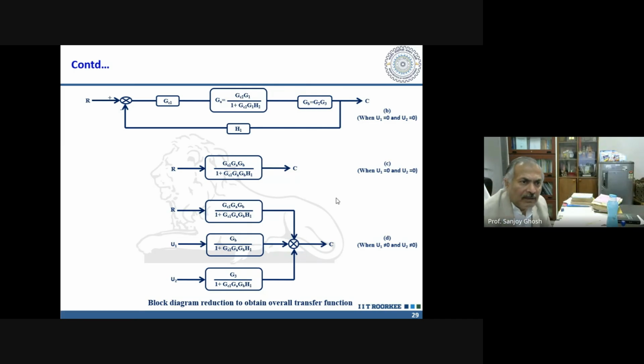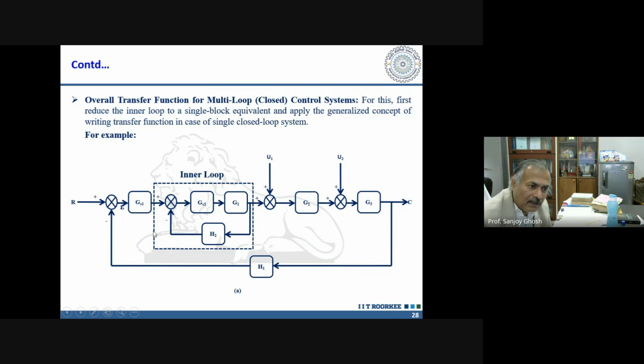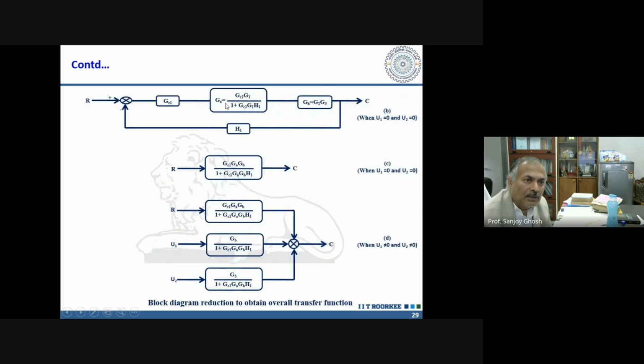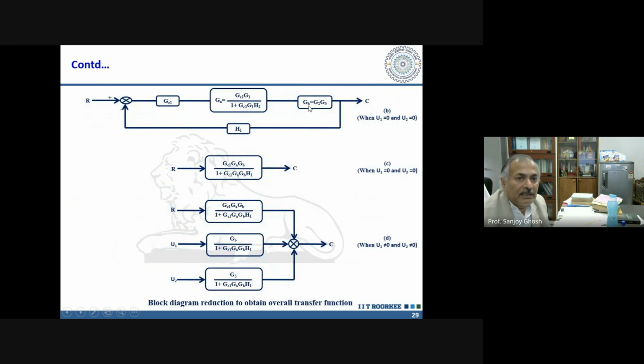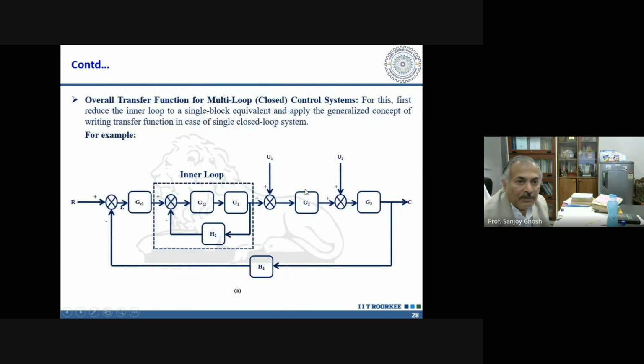Now look at how it is coming. This is your GC1 outside, and the inside, this loop, the overall transformation will be like this. This is GA. They represent GA. And this is nothing but GC2 into G1 by this thing. So this is the whole thing. GA is representing the transformation of the overall loop, right? And then GB is basically the transformation of this one, right?